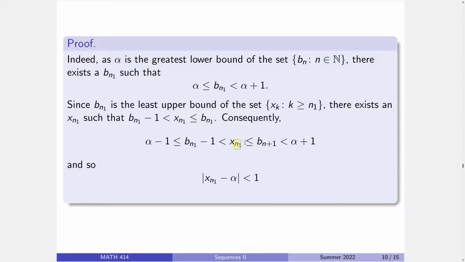Right, because we've got this, which is less than this, because it's an element of the set, and that's an upper bound for it, and then that's less than alpha plus 1. Alright, there we go.